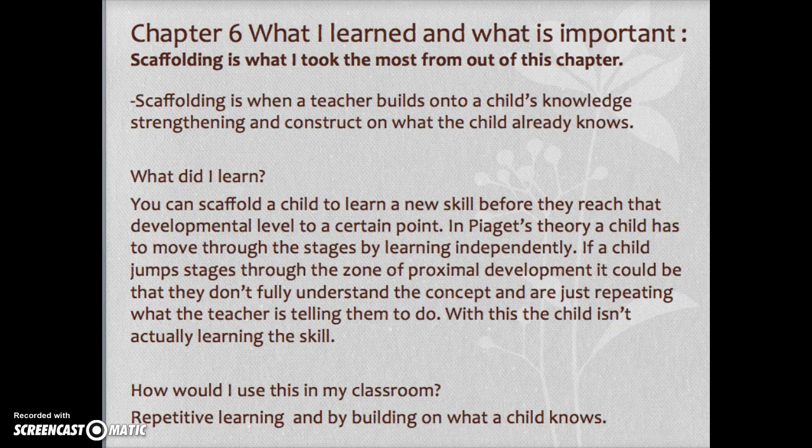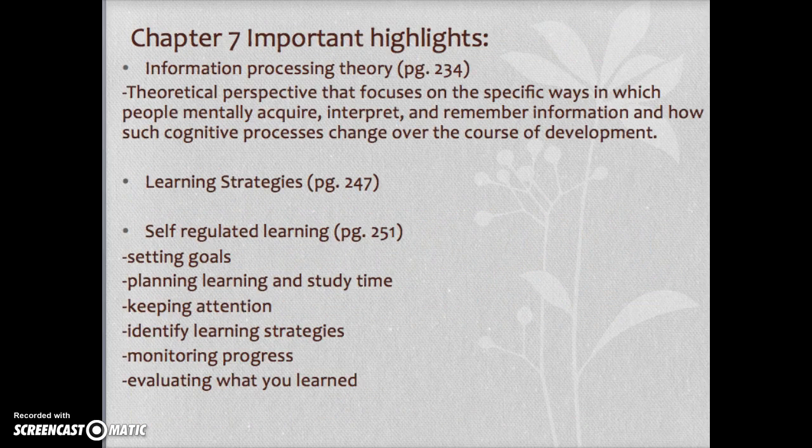In Piaget's theory, a child has to move through the stages by learning independently. If a child jumps stages through the zone of proximal development, it could be that they don't fully understand the concept or that they're just repeating what a teacher is telling them to do. With this, the child isn't actually learning the skill. And how would I use this in my classroom? By repetitive learning and building on what a child already knows.